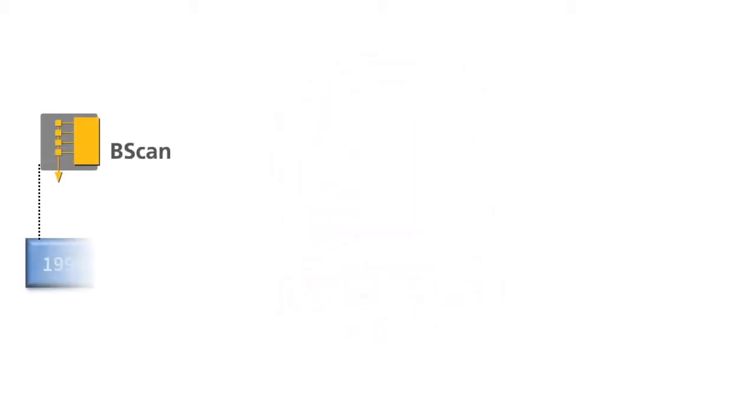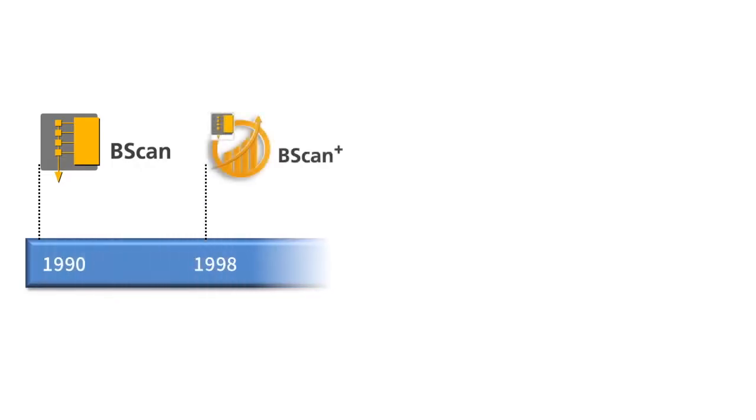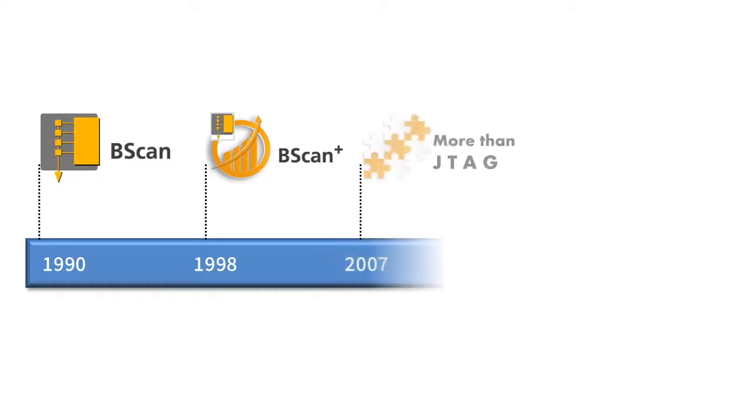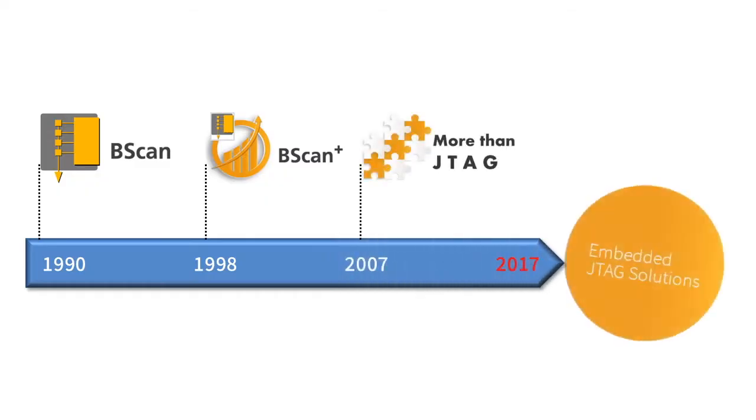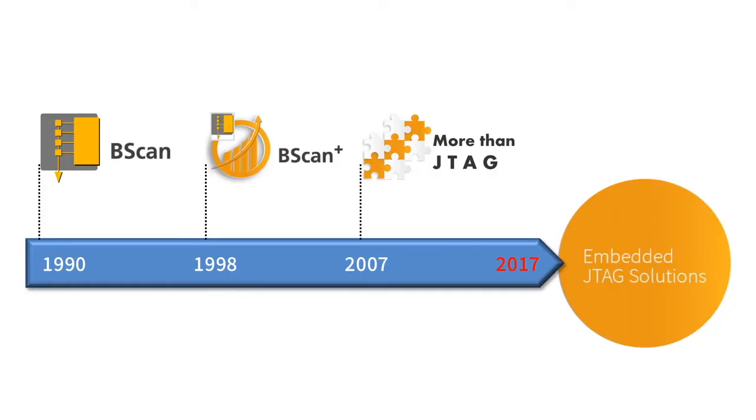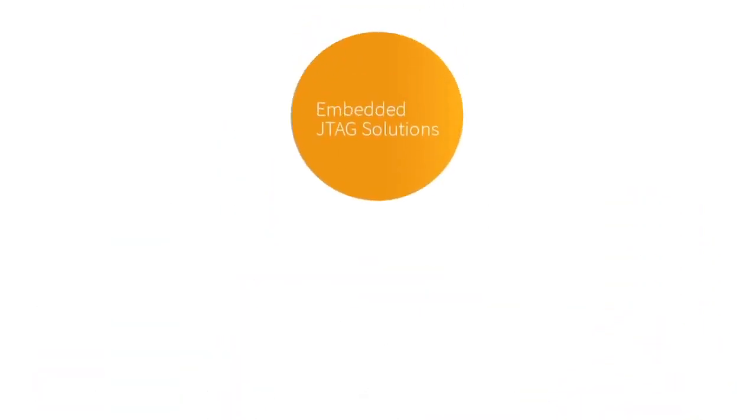Since the introduction of the 1149.1 standard in the 1990s, GOEPEL Electronic has been working on hardware and software solutions to use the JTAG interface to verify board connections. As time passed, more and more technologies have been added and new standards evolved. All these different technologies are now combined into the Embedded JTAG Solutions. But what are those Embedded JTAG Solutions?